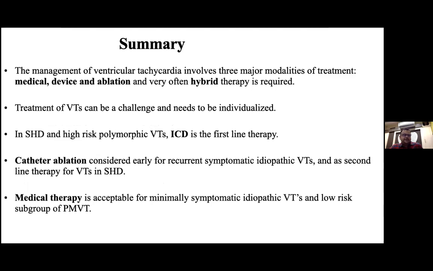The management of VT involves 3 major modalities: medical treatment, device and ablation, and very often hybrid therapy is required. Treatment of VT can be a challenge and needs to be individualized. In structural heart disease and high-risk polymorphic VT, ICD is the first-line therapy, and catheter ablation is considered early for recurrent symptomatic idiopathic VTs, and as a second-line therapy for VT in structural heart disease. Medical therapy is acceptable for minimally symptomatic idiopathic VT and a low-risk subgroup of polymorphic VT.